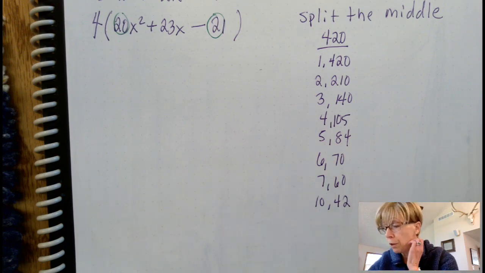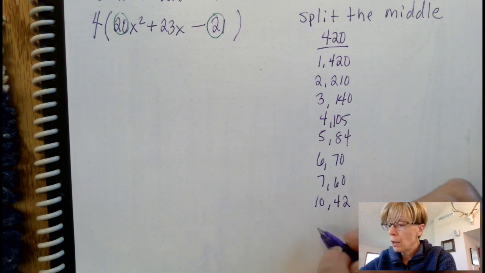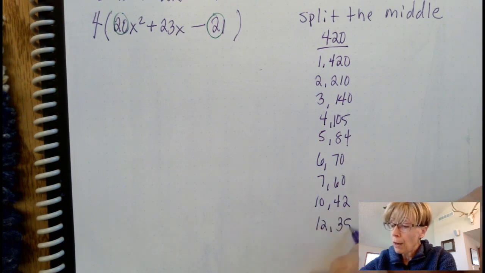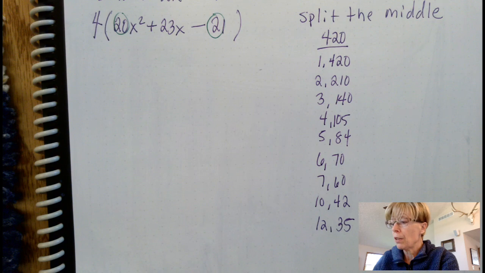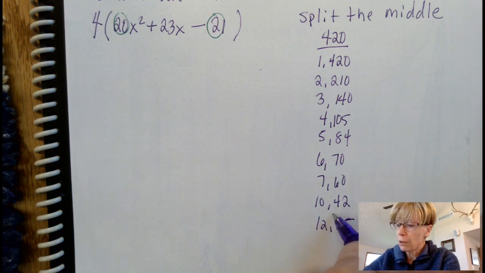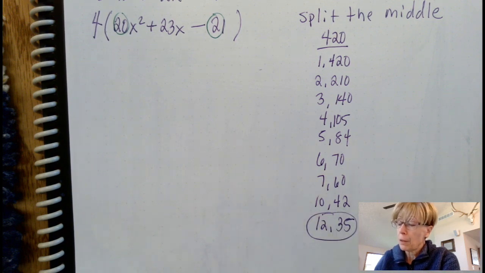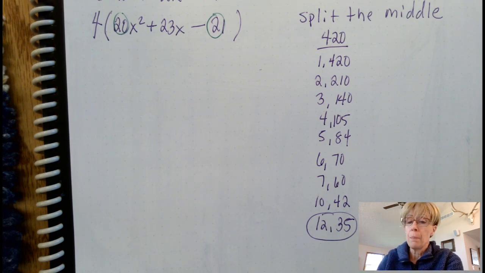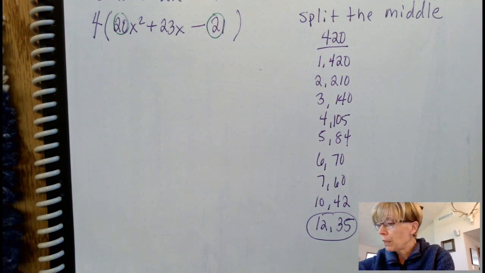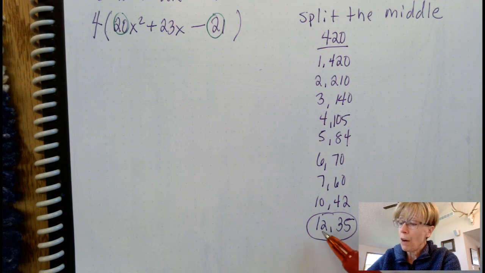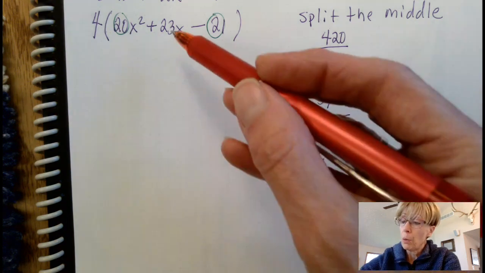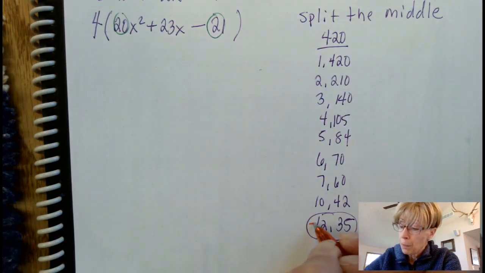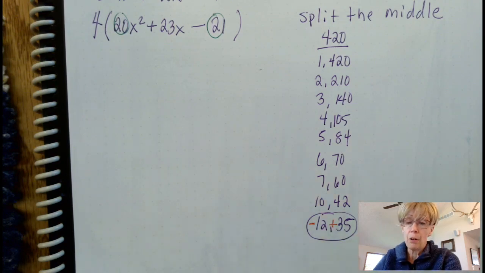In fact, if we do 35 minus 12, we will get positive 23. So this is going to be negative 12 and positive 35. Again, I'm ignoring the 4. So we've got 20x squared minus 12x plus 35x minus 21. We split the middle, and we can group here.